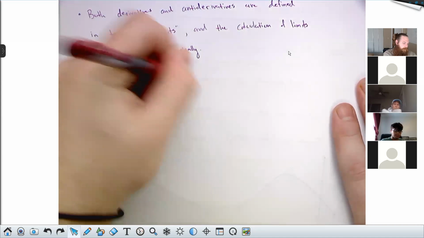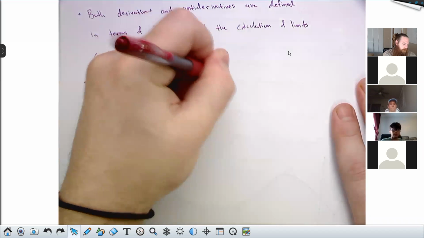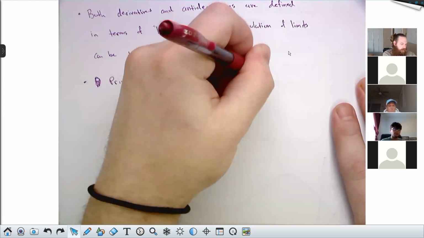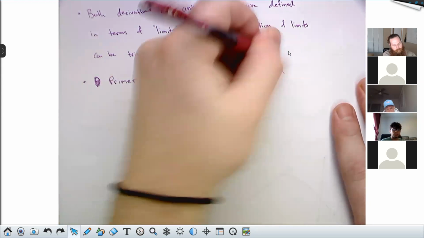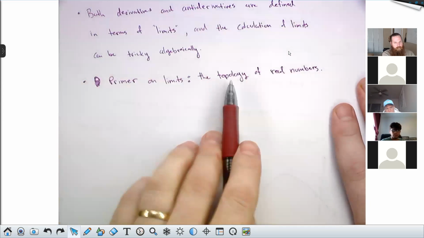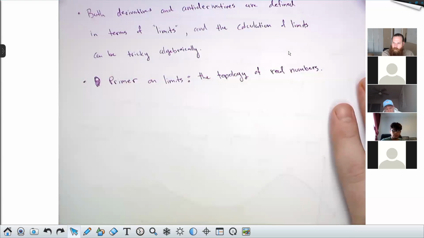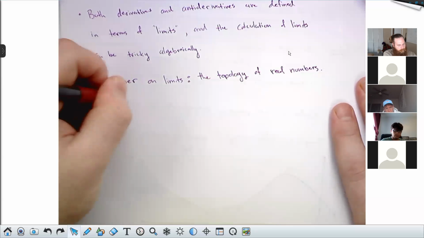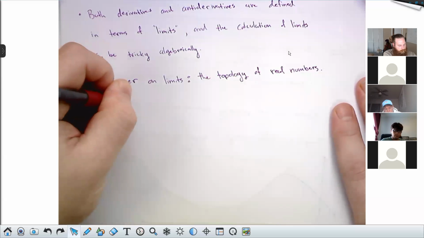Specifically, we're going to talk about the topology of real numbers. Topology is the field of mathematics that has to do with the shape of things. But when we're looking at real numbers, what that really means is we're talking about intervals. Open intervals and closed intervals.